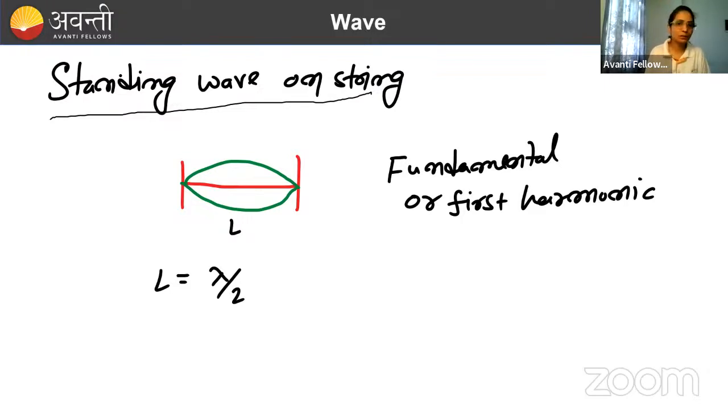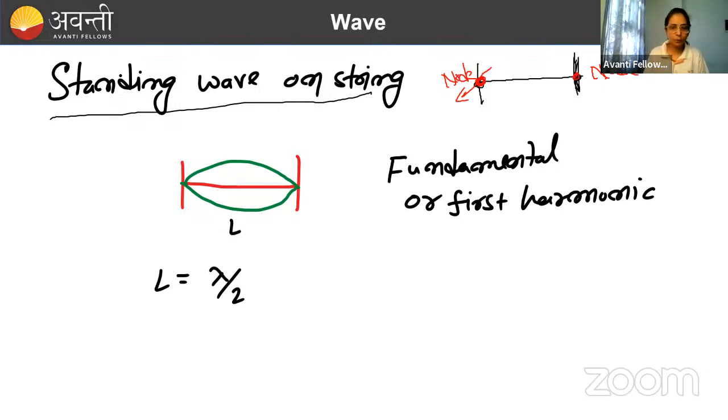Now, a standing wave on a string. If a string is given like this, and both ends of the string are fixed, fixed means this point of the string won't move, and this point of the string also will not move. If both the points of the string are fixed, then what sort of standing wave can be created? If this point cannot move, it means this point will become a node, and this point will also become a node.